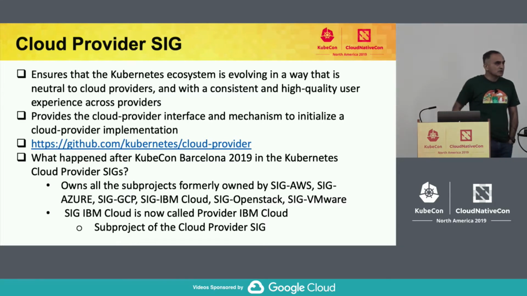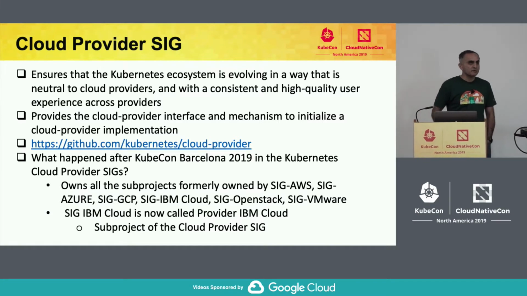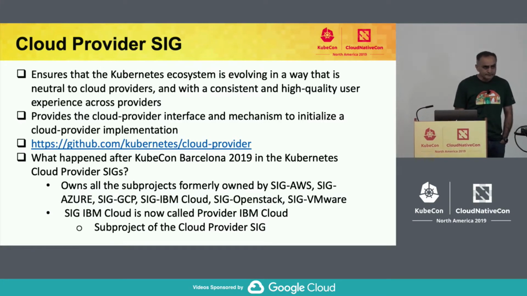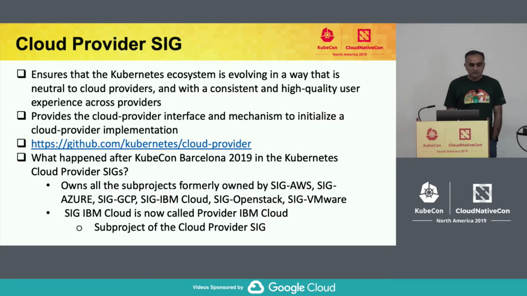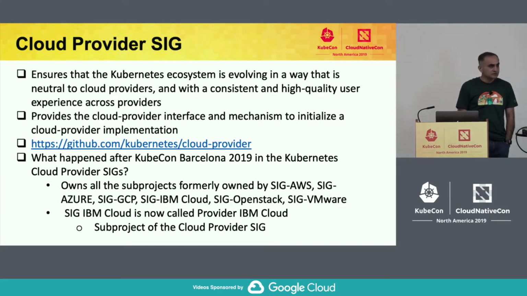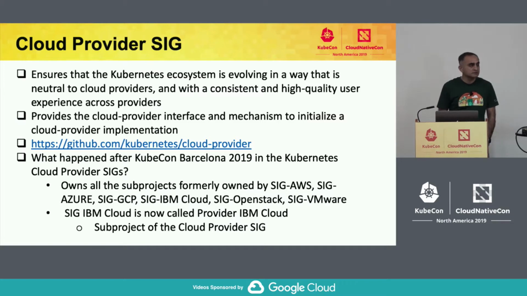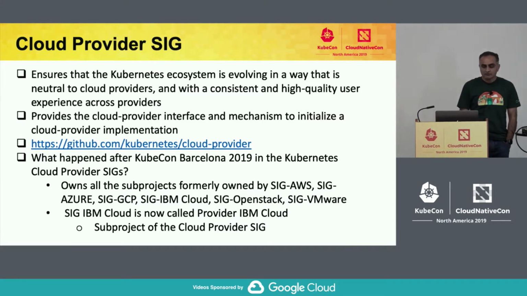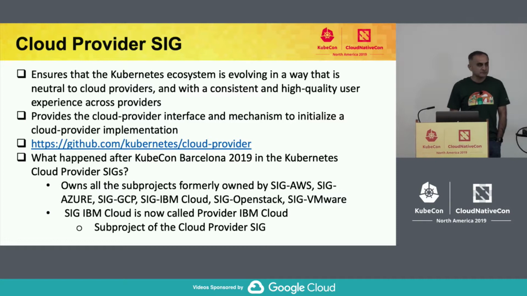All right, so before we talk about the provider IBM Cloud, let's talk about Cloud Provider SIG. Not sure if you're familiar with the Cloud Provider Special Interest Group, but the SIG was created over a year back, early last year. It was created with a few things in mind. The first one is to ensure that the Kubernetes ecosystem evolves in a way that is neutral to all cloud providers, right? As you know, there are several cloud providers in the Kubernetes area, and there will be many more. Even a lot of companies moving in-house to their own infrastructure using Kubernetes are also a part of that journey.